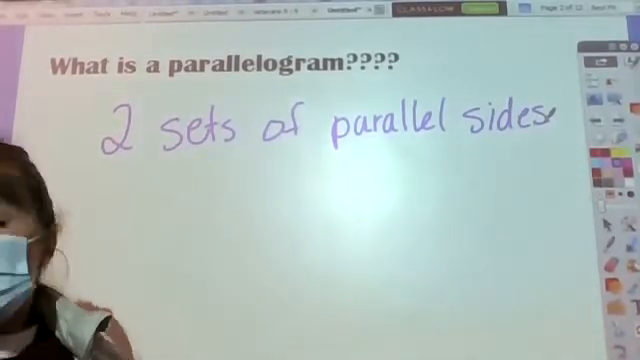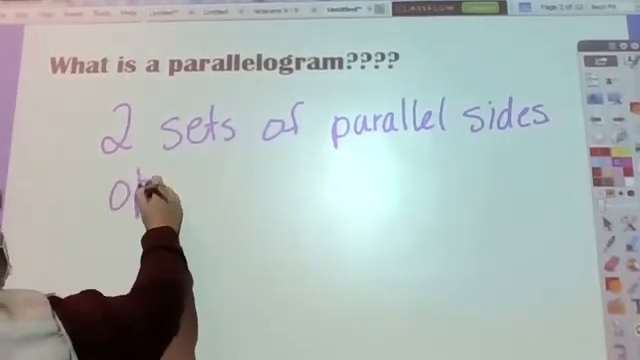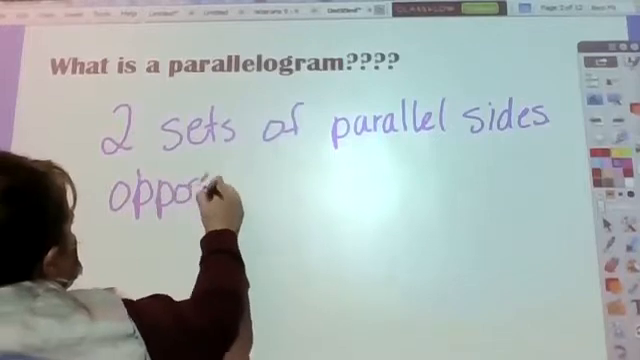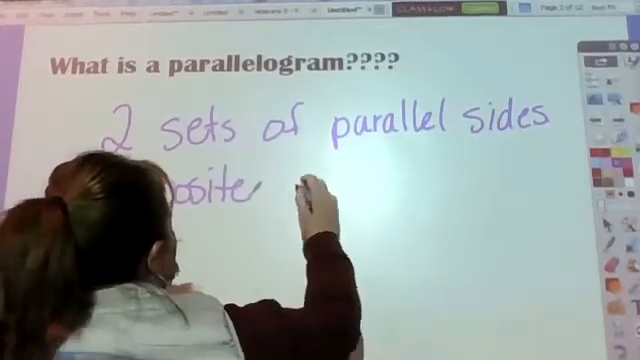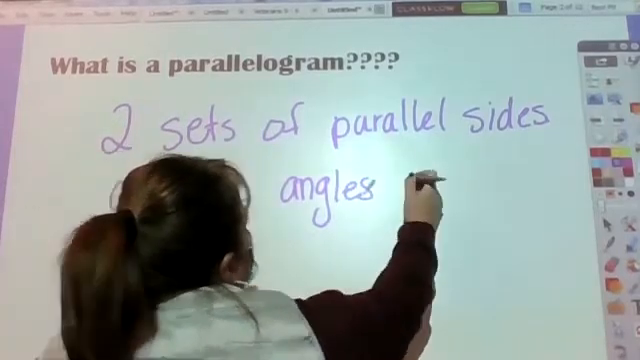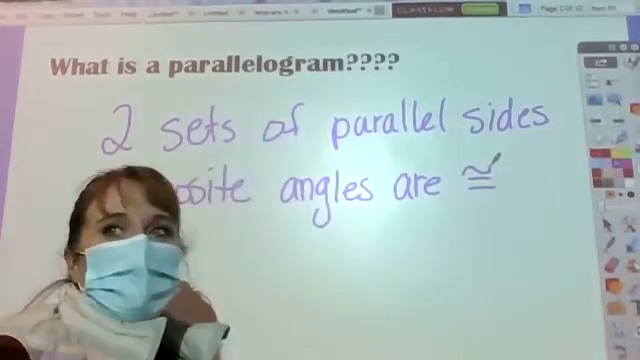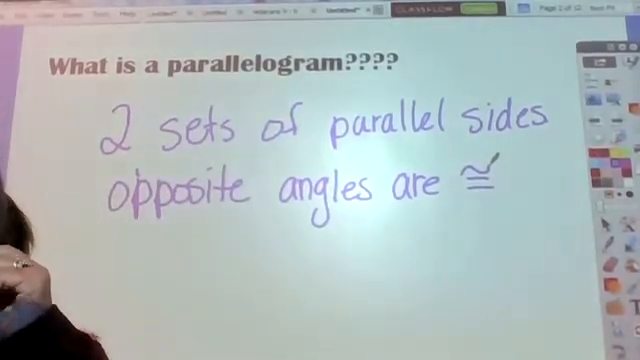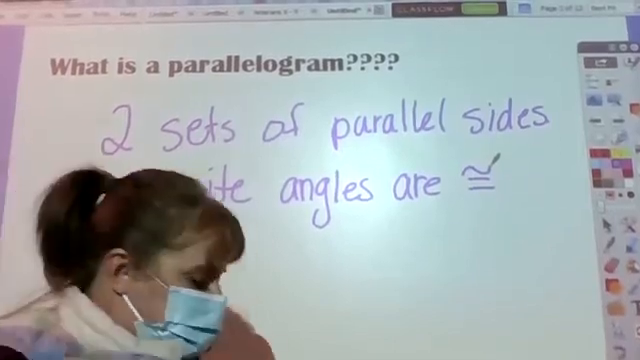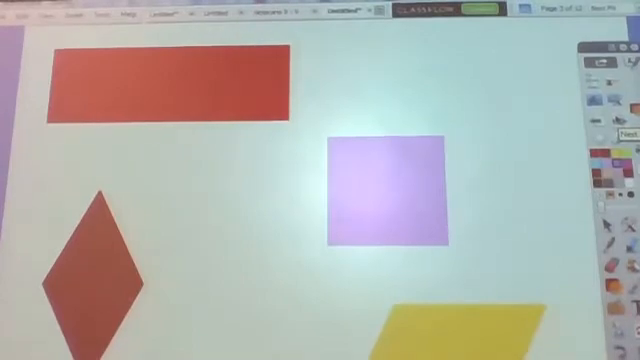There's more. A parallelogram also has opposite angles that are congruent. Not yet, don't write it down. So opposite angles are also congruent. I'm going to show you what that means right now. So here are 4 different parallelograms.